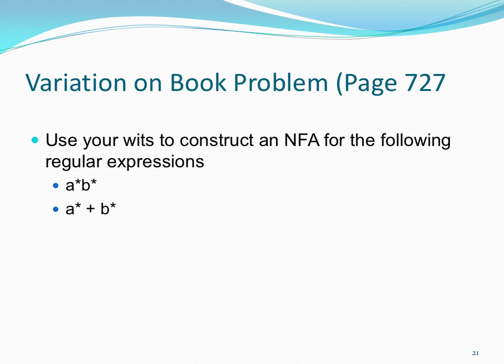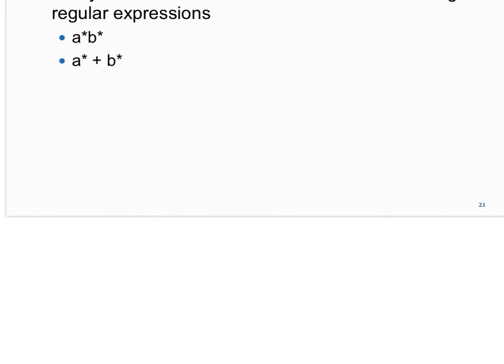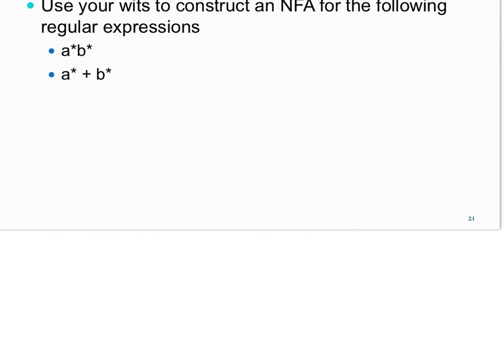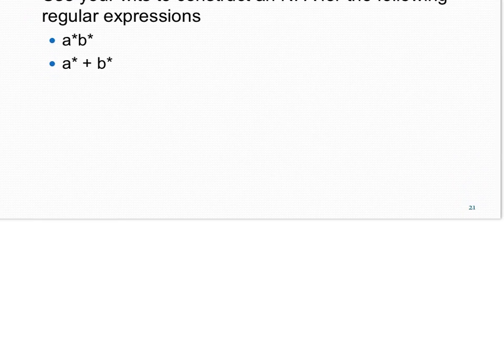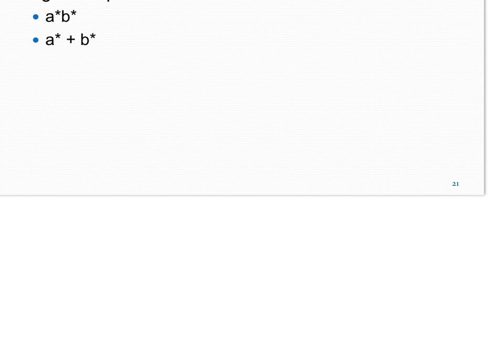Okay, here's a couple more problems. Again, we're going to use our wits to construct NFAs for these two expressions. Let's start with a*b*. If I'm trying to do an NFA for a*b*, this is, of course, as many A's as I want, followed by as many B's as I want, but they do have to be in that order.